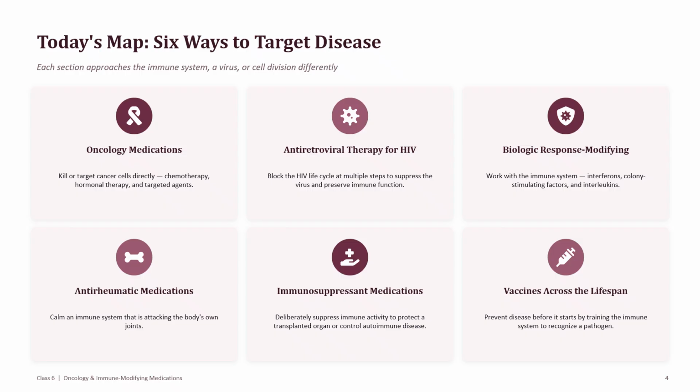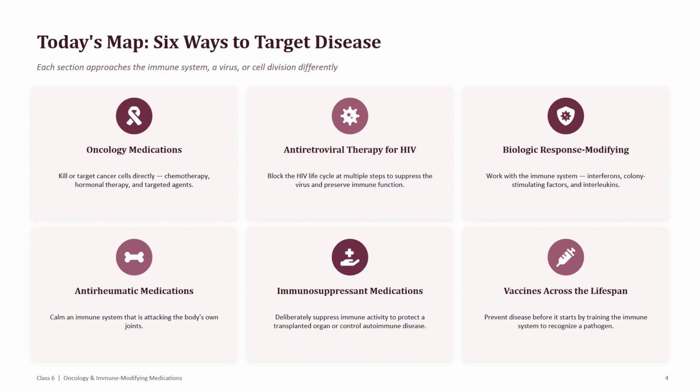The first 5 sections are all about managing a disease that already exists in the body, a tumor, a virus, an autoimmune response, even a transplant. And then the 6th section that we will cover is vaccines. And that's sort of like the odd man out because it's the only section that talks about preventing a disease that hasn't happened yet.